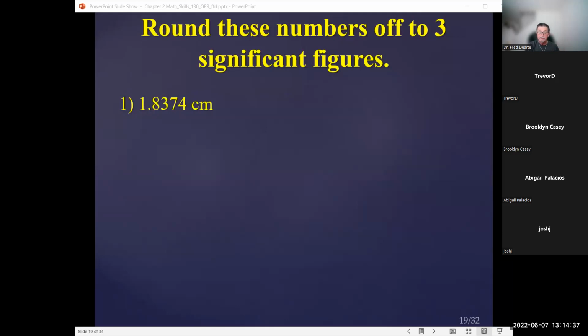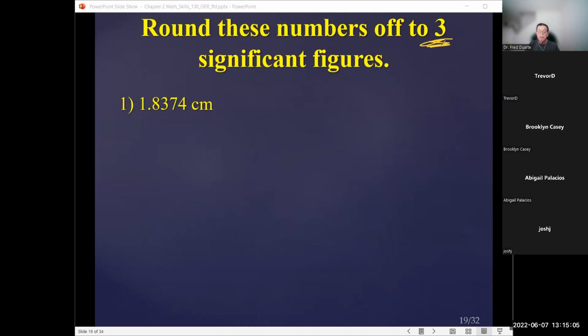Right now, the number 1.8374 has how many sig figs? How many sig figs does 1.8374 have? Okay, we got five. That is correct. We got five sig figs. The question here is telling us to convert this number to three sig figs. Now, why would you do this?